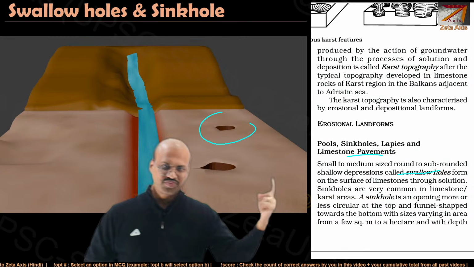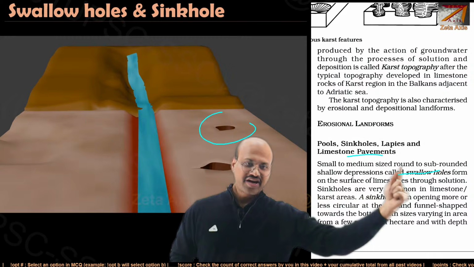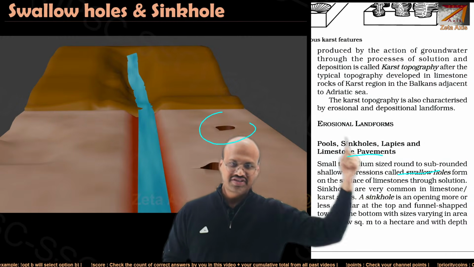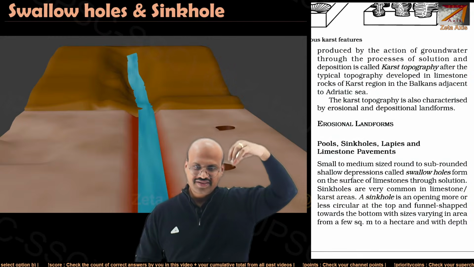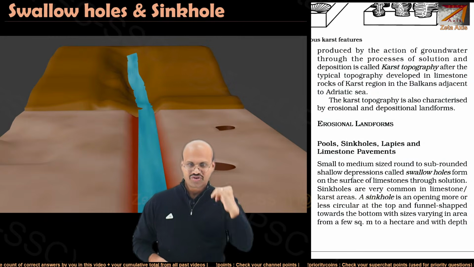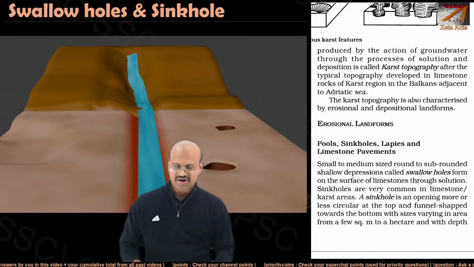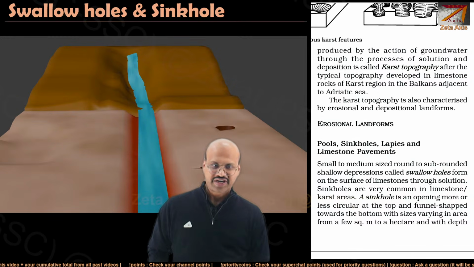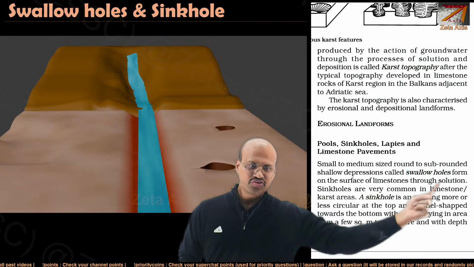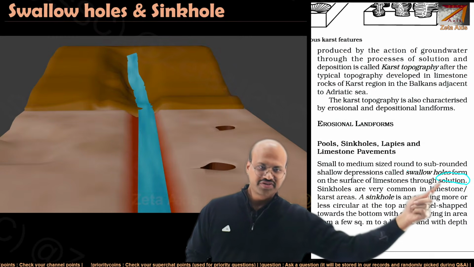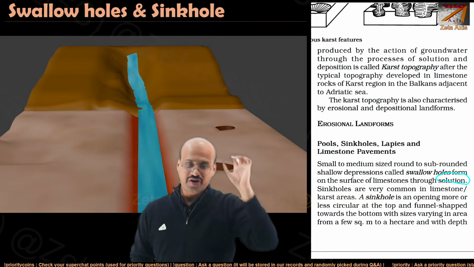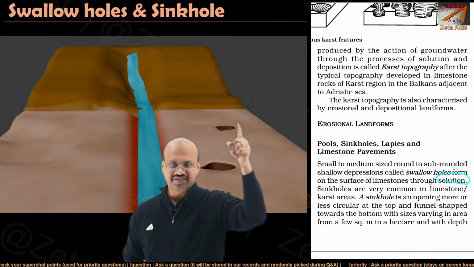If they are small, so small to medium sized round to sub-rounded shallow depressions are called swallow holes. Why? Because they suddenly appear on the ground, and sometimes their bottom goes very deep. So anything that falls in this disappears. That is why they are called swallow holes, formed on the surface of limestone through solution. So the process is solution. Here the calcium carbonate in the limestone rocks is dissolved by the groundwater, creating this type of hole.